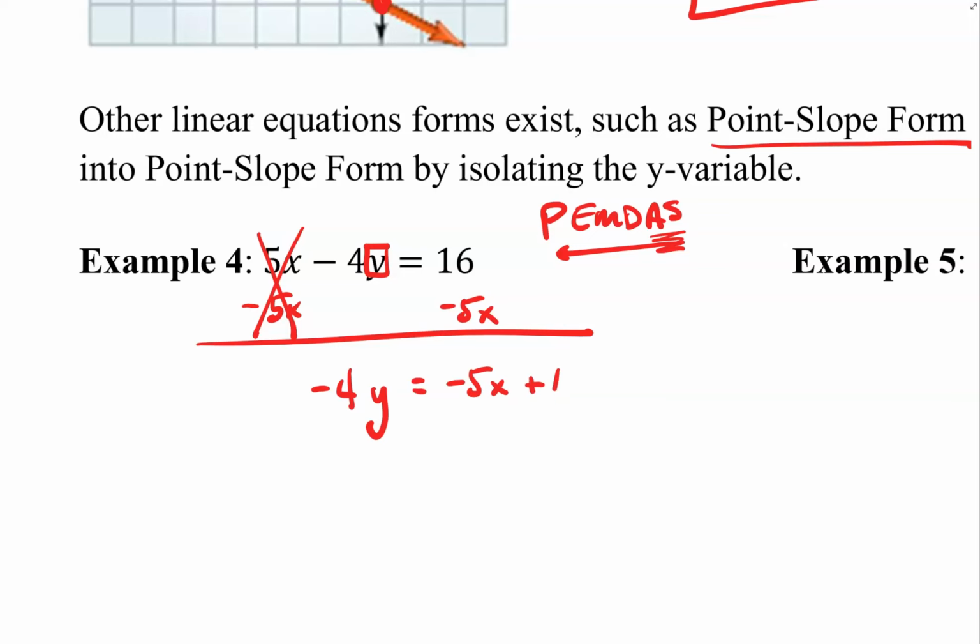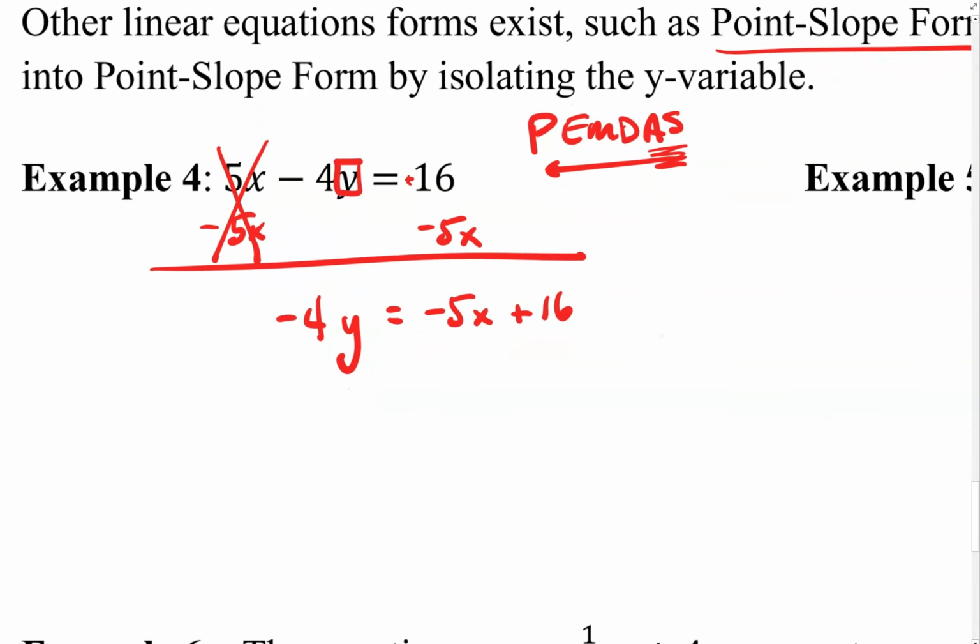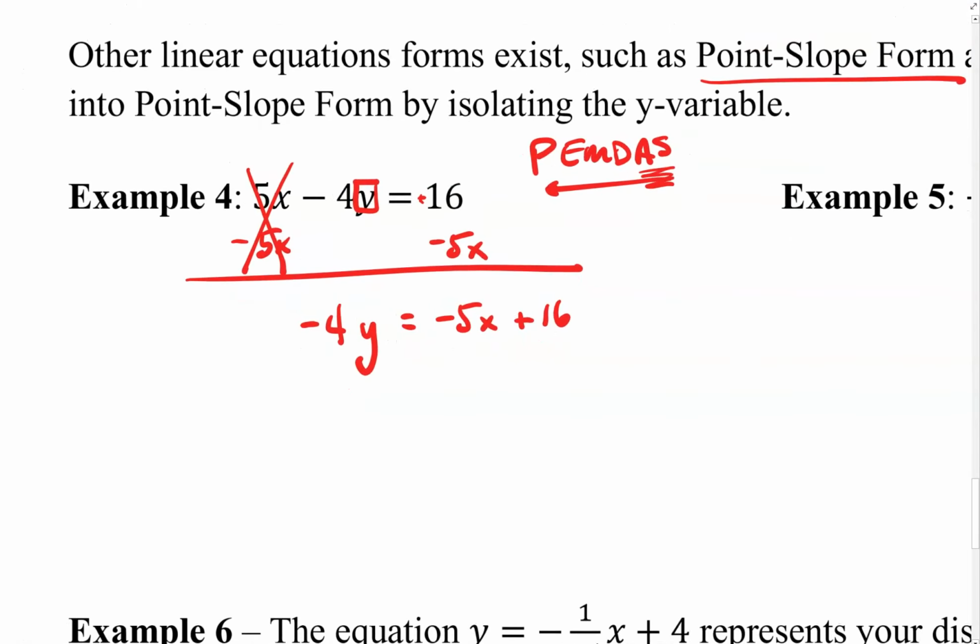-5x plus 16. We had a positive 16 here, but a -5x that can't be combined. I'm going to write it in this order because that looks like a slope-intercept equation to me. And I just caught myself here. I shouldn't have used point-slope form here.